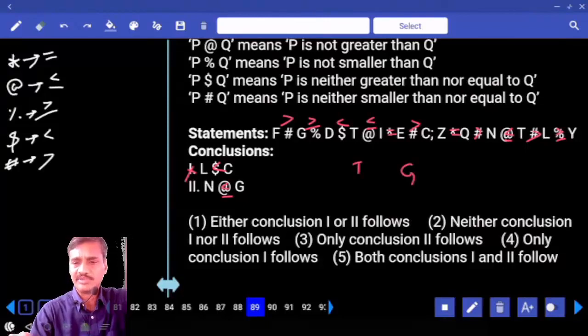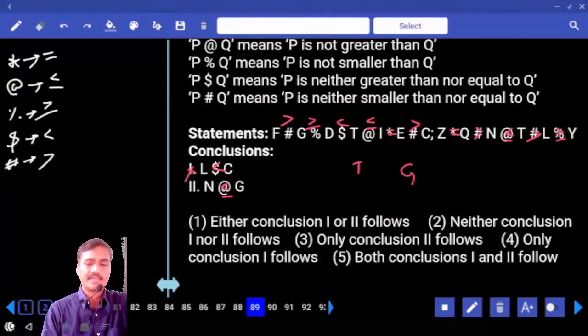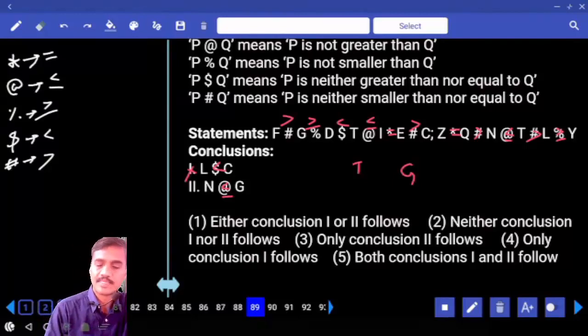Now G, between G and T, two opposite symbols. Hence, what is your answer? Neither one nor two, choice 2, question number 89.